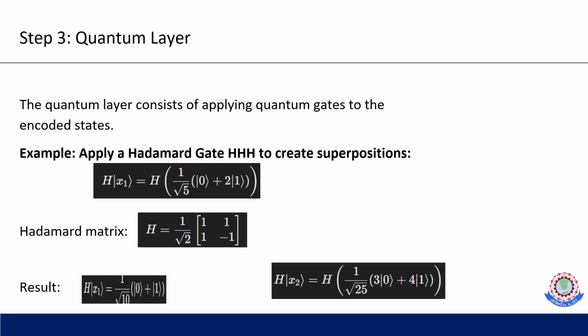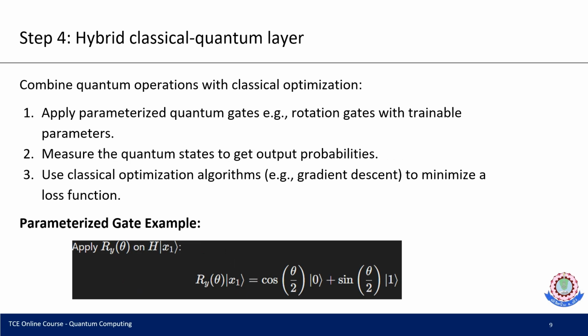And next, the quantum layer is to be applied for the third step. The quantum layer consists of applying quantum gates to the encoded states. Apply the Hadamard gate to create superposition. So ket x1 is to be calculated, and the Hadamard matrix also to be calculated. So the final result is calculated as ket x1 equals 1 by root of 10, times ket 0 plus ket 1. The final value for ket x2 also to be calculated, H of 1 by root 25, with ket 0 and ket 1, for the quantum layer.